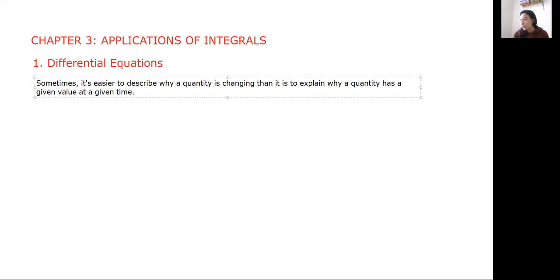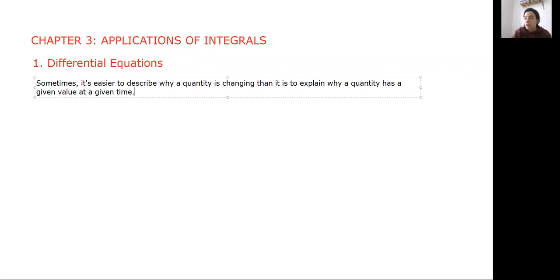In a lot of situations, when you're trying to model what the value of a quantity is, it's not necessarily going to be as easy to model the actual quantity, but it's going to be a little bit easier to model how the quantity is changing. So why is it increasing? Why is it decreasing? And why is it increasing this much? Or why is it decreasing this much, right? So the idea today is to figure out how we model how a quantity is changing.